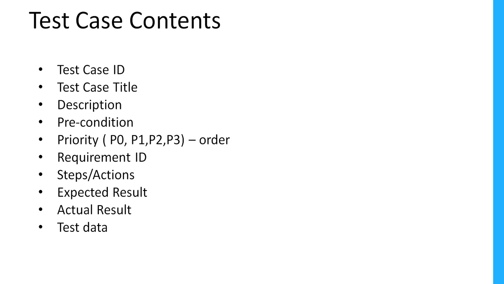Priority basically decides the order of execution. Suppose you have 1 to 10 test cases. Among these test cases, which ones do I have to execute first, and which ones do I need to execute in the second and third cycles? This will be decided based on the priority which we have given to the test case. And requirement ID: for every test case we also have to add a requirement ID, because then it is very clear for what requirement we have created this test case. That can be easily identified by specifying this ID.